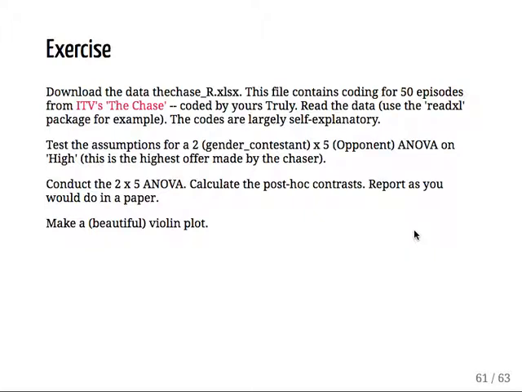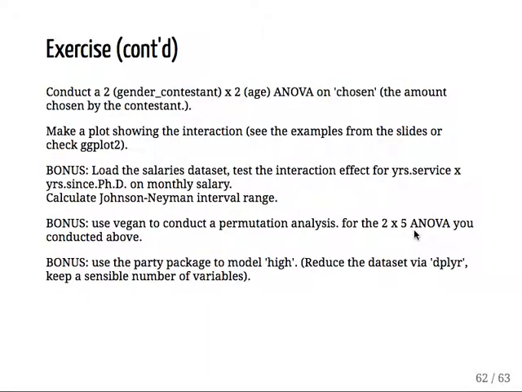So that's a 2x5 ANOVA, and I would like you to calculate post hoc contrasts and report them as in a paper. I would like you to make a beautiful violin plot to see if Mark is different from the Vixen or whoever there is. And then I would like you to do a 2x2, gender and age, on the amount chosen by the contestants. I would like you to make a plot with the interaction.